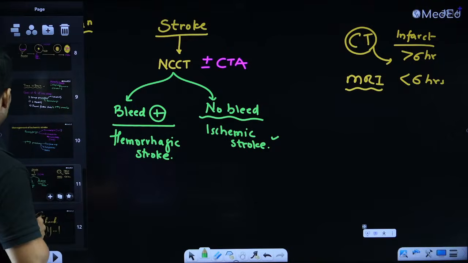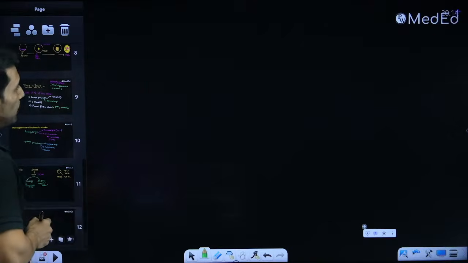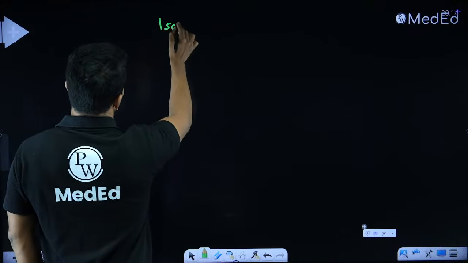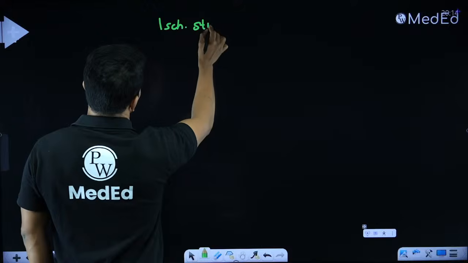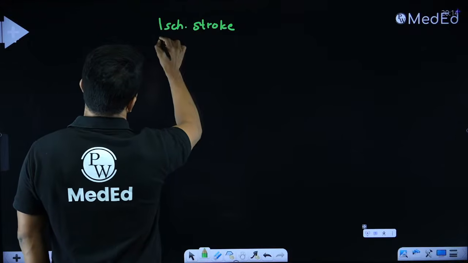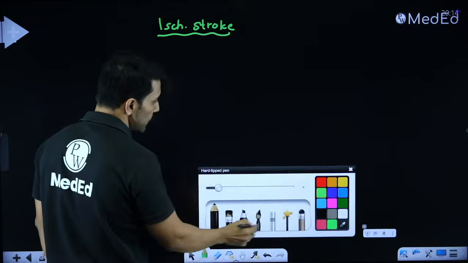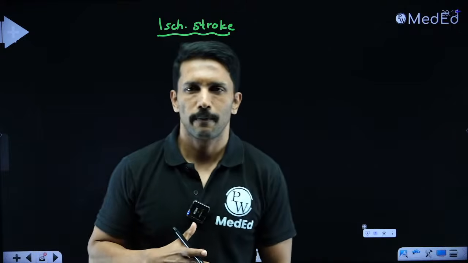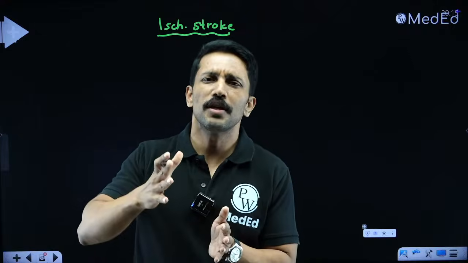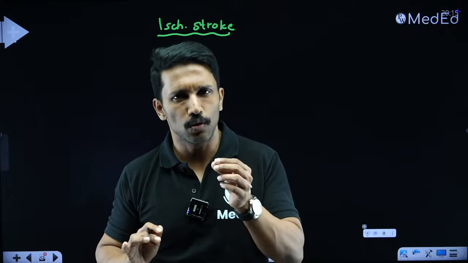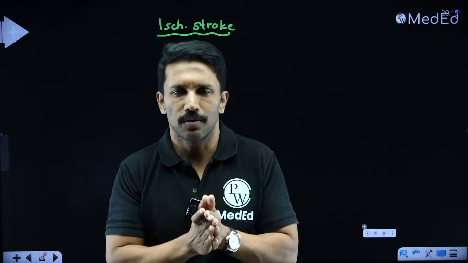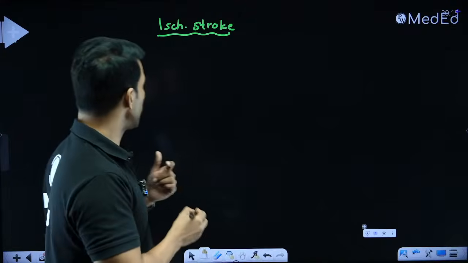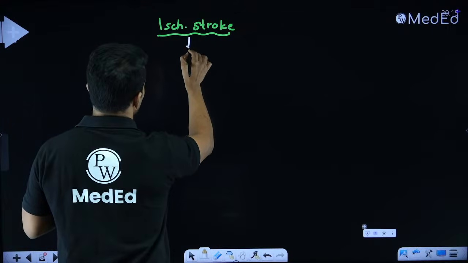Once it is a case of ischemic stroke, how am I going to accomplish it? Once you have a case of ischemic stroke, you have to know whether it is a major stroke or minor stroke. Because if it is minor stroke, we don't need to treat it aggressively. I probably don't do anything major. But if it is major stroke, it needs aggressive management. But now how will I decide whether it is major stroke or minor stroke?